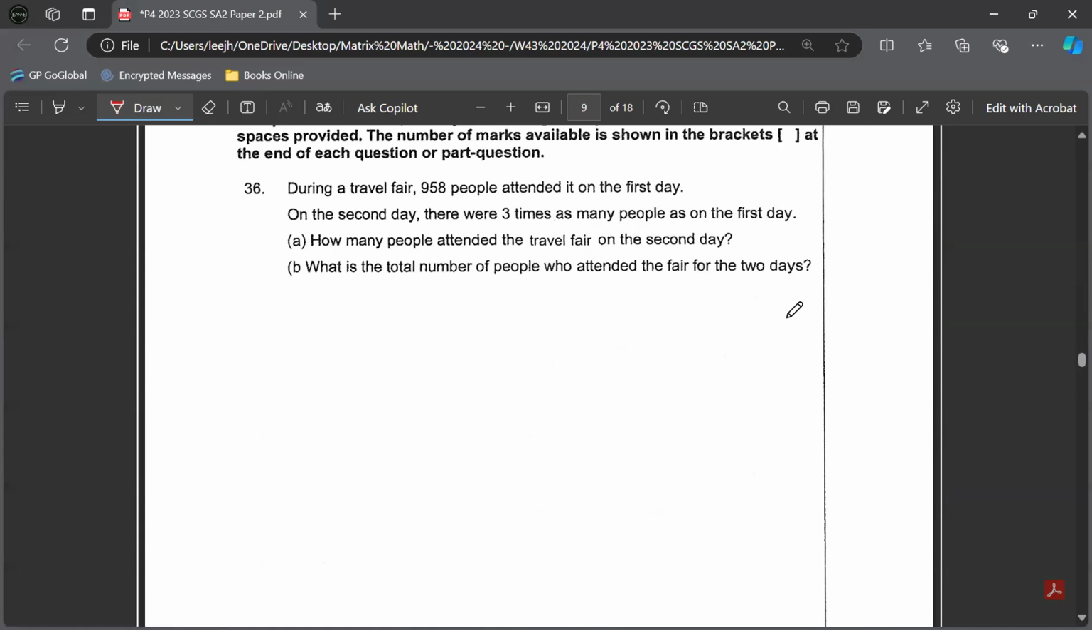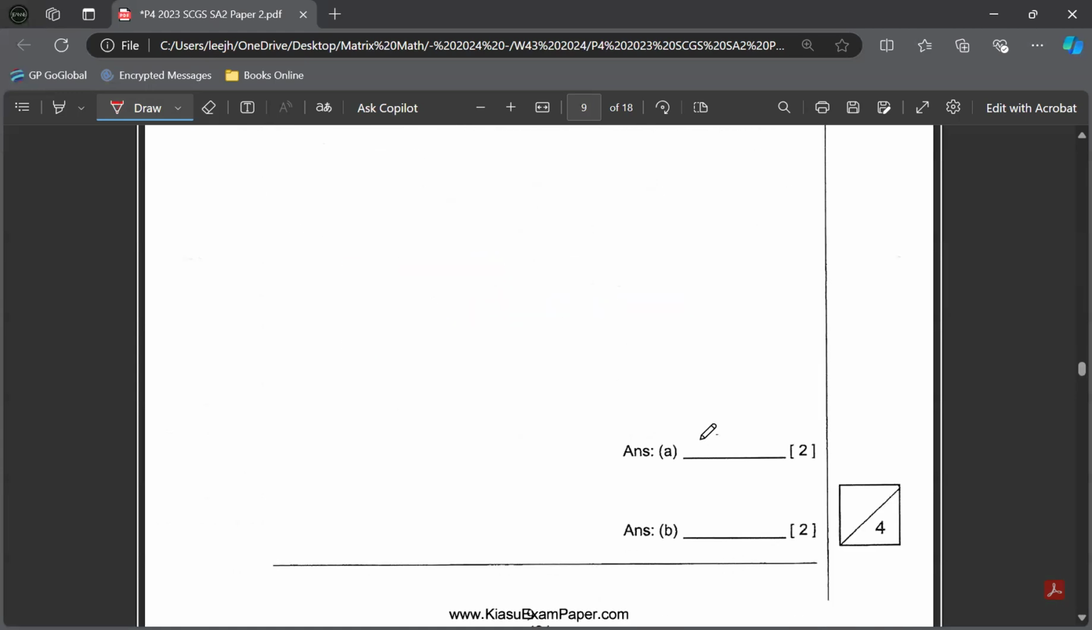Okay, during a travel fair, 958 people attended it on the first day. On the second day, 3 times as many people. So how many people attended the travel fair? So very simple. Look at A. A, you know that the first day you have 958. Second day was 3 times of what first day was. So you have to take 958 times 3. Your answer is 2874. So please fill up here.